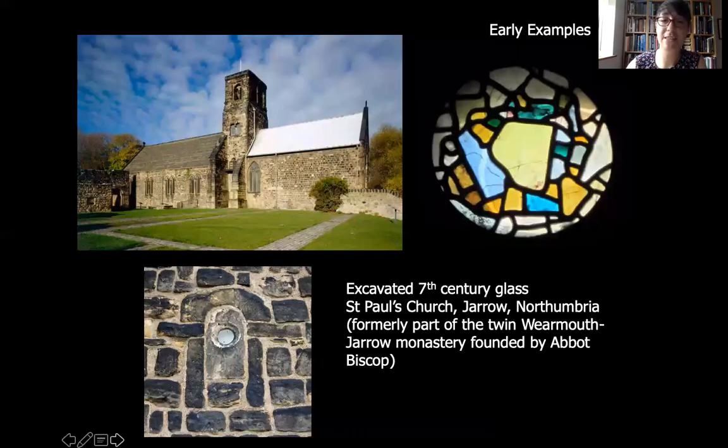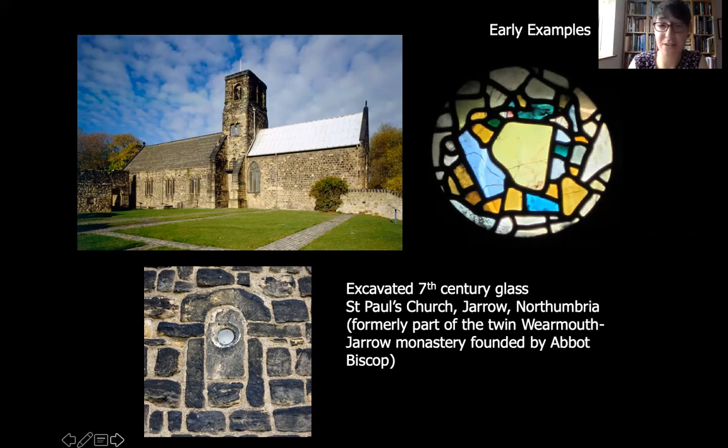Now, the precise origins of stained glass are unknown. Glass was probably employed in the Byzantine period and in the Roman period in windows. But in England, the earliest, oldest coloured glass known to have formed part of a window is actually Anglo-Saxon. And I'm showing you here this little circular panel at St. Paul's Church in Jarrow, Northumbria.